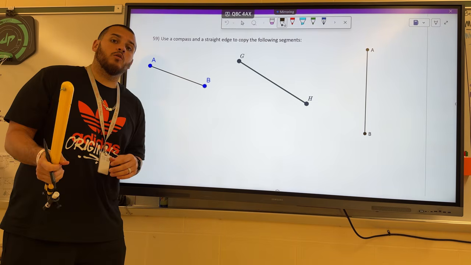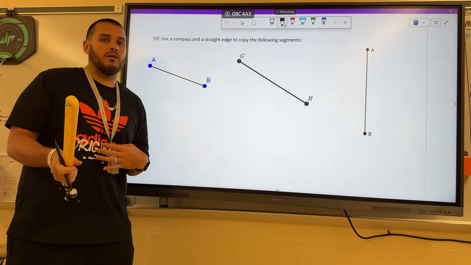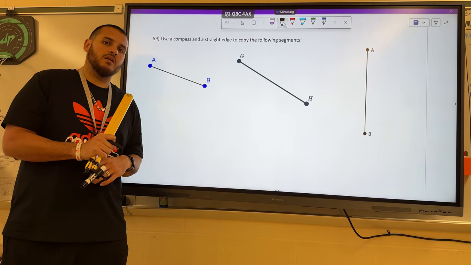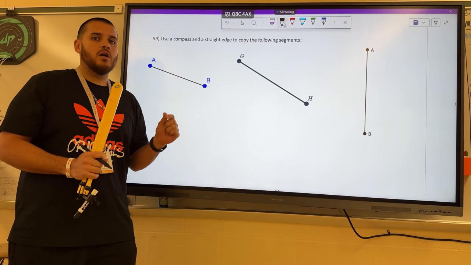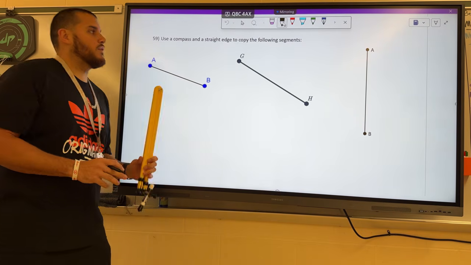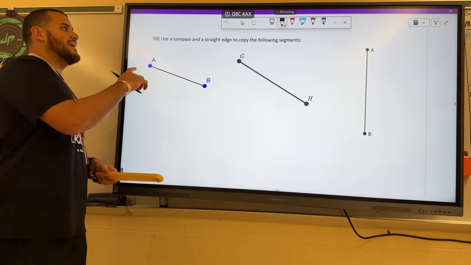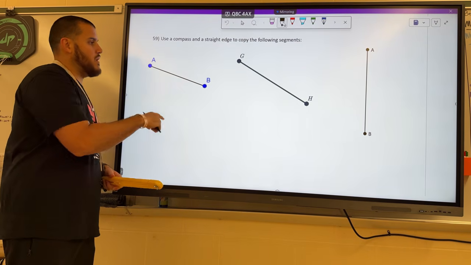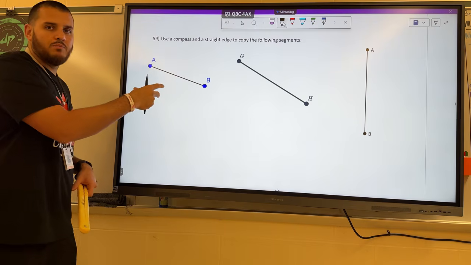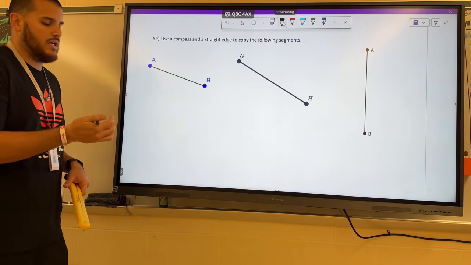So mathopenref.com is a great resource that you can use to find videos that break down these constructions where you can play it one part at a time. Otherwise, I'm going over the basics here. The first construction we're doing here is copying a segment. So we're going to make a segment that's congruent. I'm only going to do one of the three. If you have this packet from me, this resource, then you can practice extra.